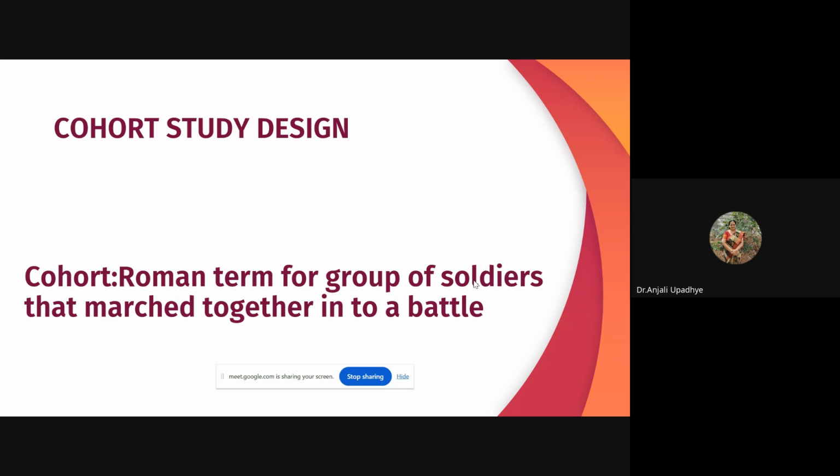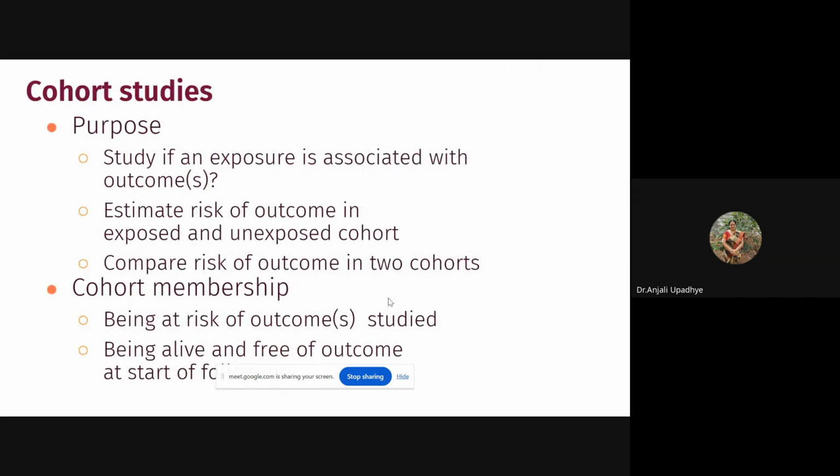Yes. So the cohort, it is a Roman term for a group of soldiers that march together into battle. It is a design where a cohort means having similar demographic characters, similar situations, similar patterns of behaviors. That is called a cohort. Cohort is a group, but that group should have some matching parameters. That is why the cohort study design is there.